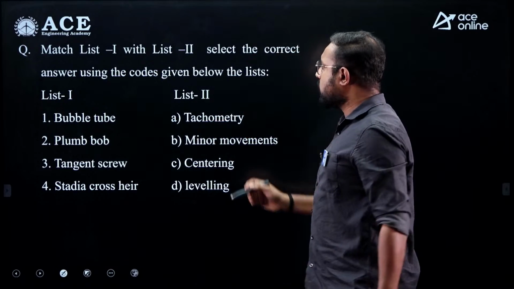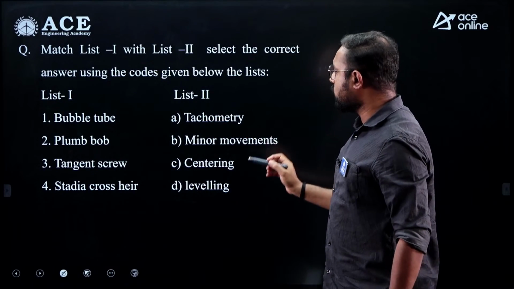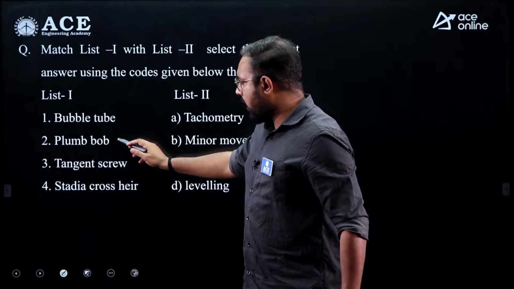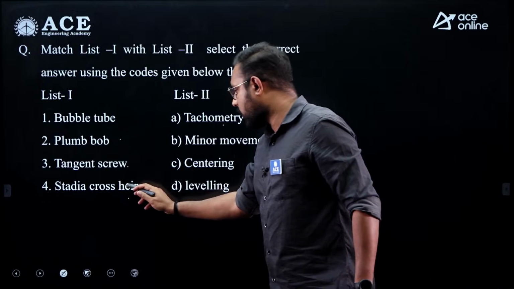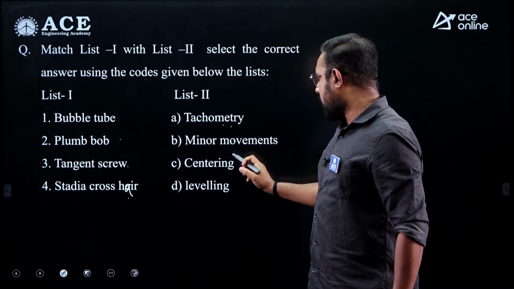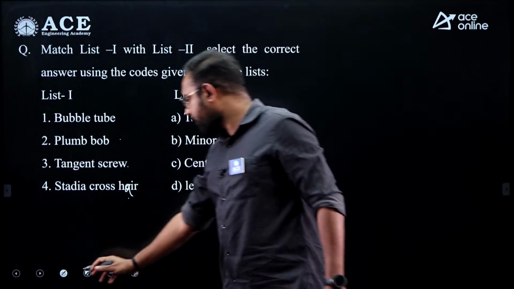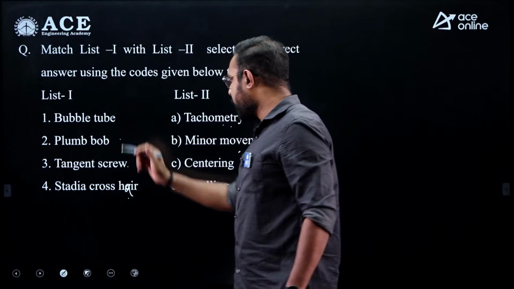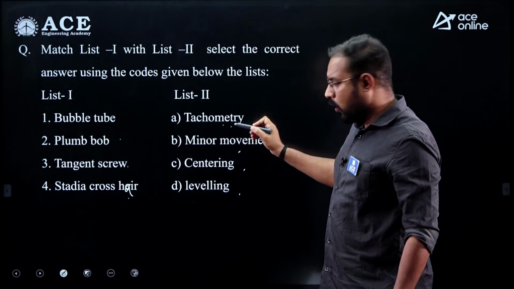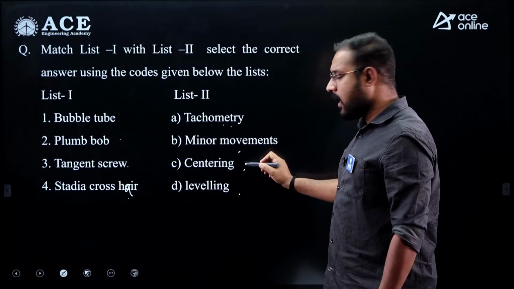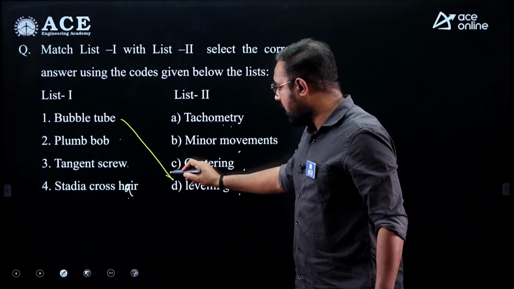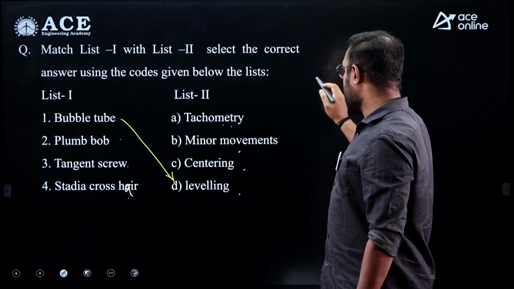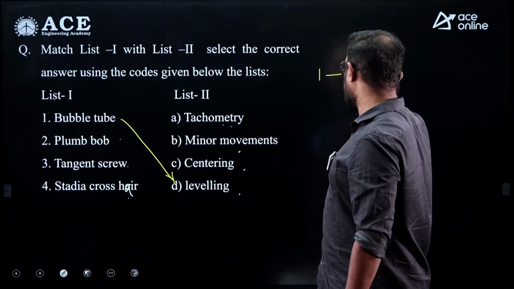Match list 1 with the list 2. Select the correct answers using the codes given below. Bubble tube, plumb bob, tangent screw, stadia crosshair, tachometry, minor movements, centering and leveling. So, bubble tube is used for what? Tachometry? Not really. Minor movements? Not really. Centering? Not really. Leveling? Yes, it is correct. When the bubble is centered, the instrument is leveled. So, 1 is D.